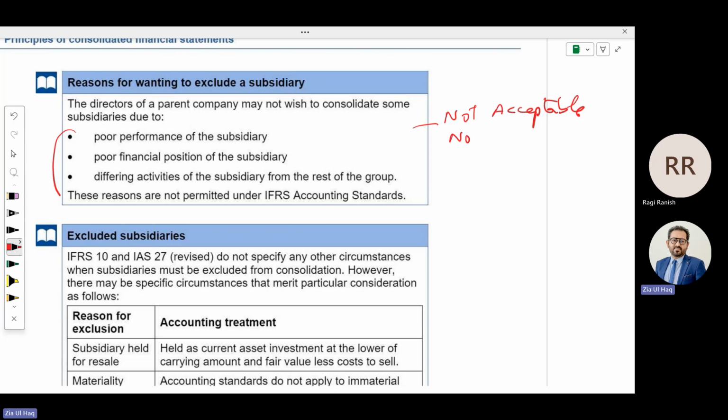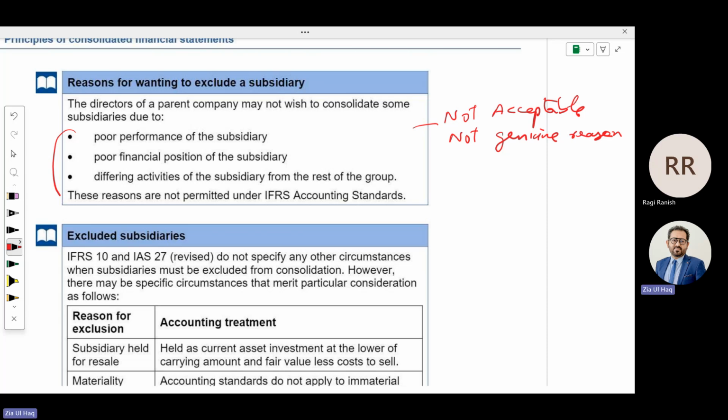These are not genuine reasons. Due to these reasons, you cannot exclude any subsidiary from consolidation. Like if the parent company has 3 subsidiaries, 2 subsidiaries are profit making, 1 is loss making, and they excluded the loss making subsidiary, this reason will not be acceptable. You have to consolidate.